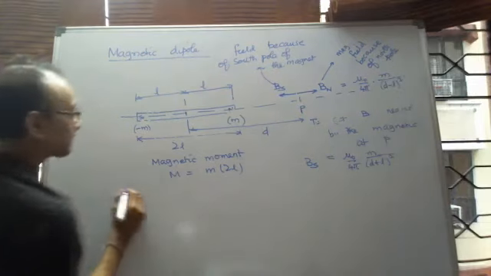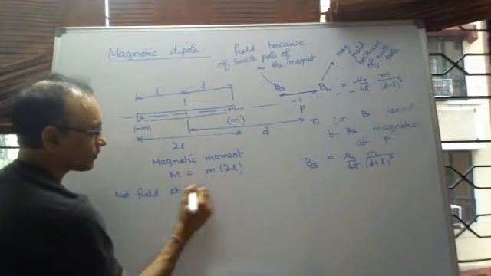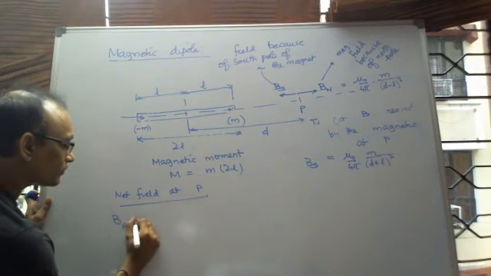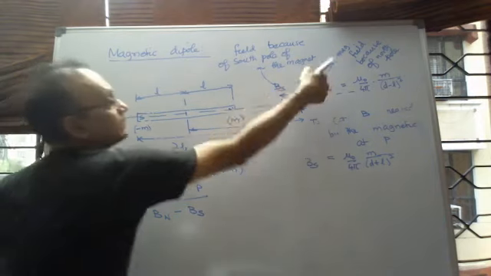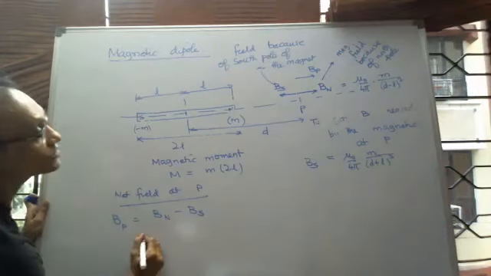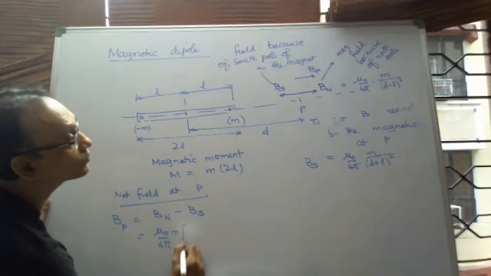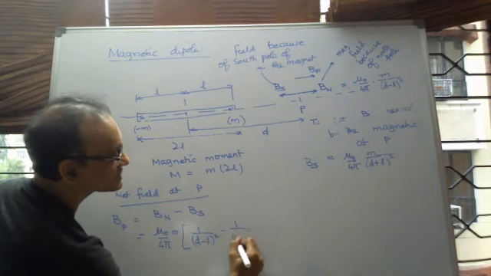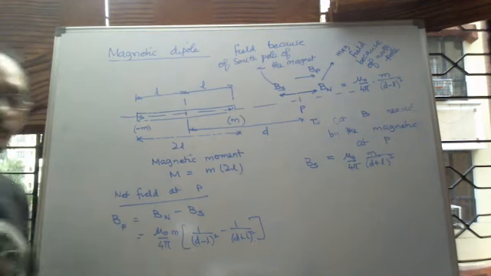Net field at P is Bn minus Bs, right? Bn minus Bs would be the net field at P. It should be mu naught by 4 pi M into 1 by D minus L whole square minus 1 by D plus L whole square. Plugged in? Yes or no?